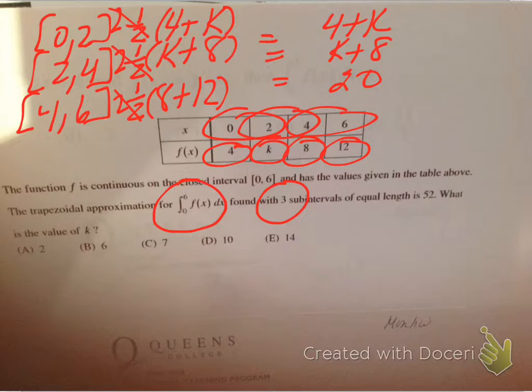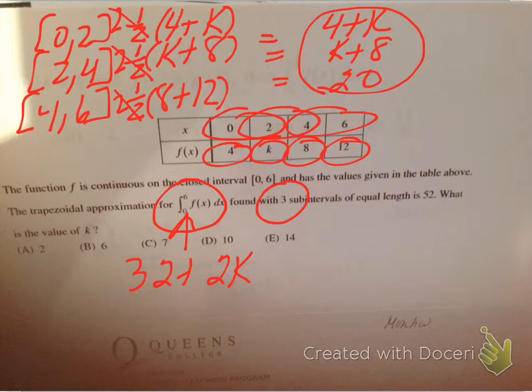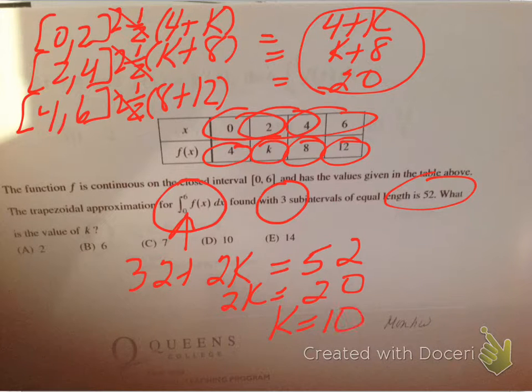Okay, so these 3 pieces will make up the area under the curve. So if we add them together, we get 32 plus 2k. But we know that it has to equal 52, because you were given that. So if you subtract 32, you get 20, and therefore k must equal 10. That was choice D.